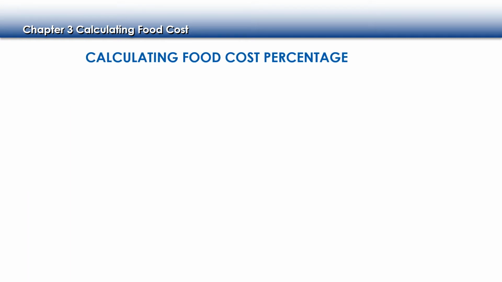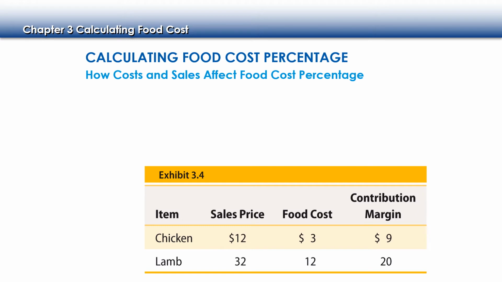So now let's look at an example about how our cost and our sales can actually affect our food cost percentage. So let's take a look at our sales price and our food cost for these two chicken and lamb entrees. Okay, let's have an example where we sell 50 chickens and 10 lamb entrees. So let's do our cost first. 50 times 3 is $150 for the chicken, and 10 times 12 is $120 for the lamb. So we have $270 as our total cost for these 60 menu items.